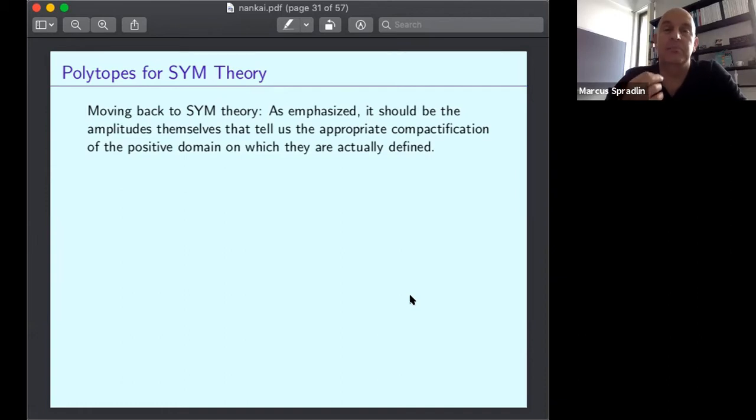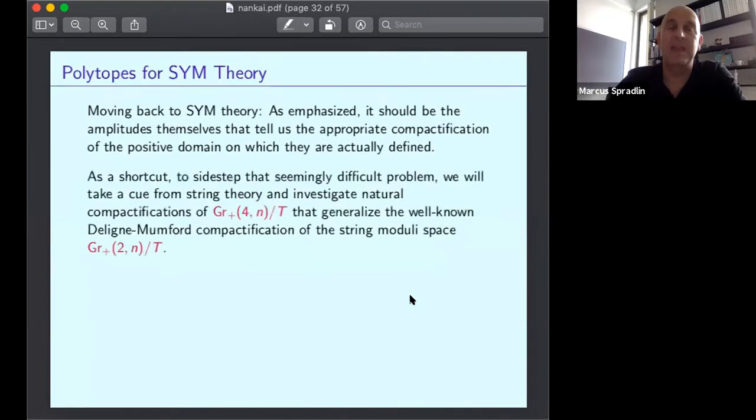Okay. Anyway, moving back to Super-Yang-Mills theory, as I emphasized in my example, in order to know what is the right blow up that you should be looking at, it's dictated to you by the class of functions under consideration. Now, for us, we're interested to know what is the appropriate blow up of the kinematic space of Super-Yang-Mills theory. So, in principle, the answer to that question should be dictated to us by the amplitudes themselves.